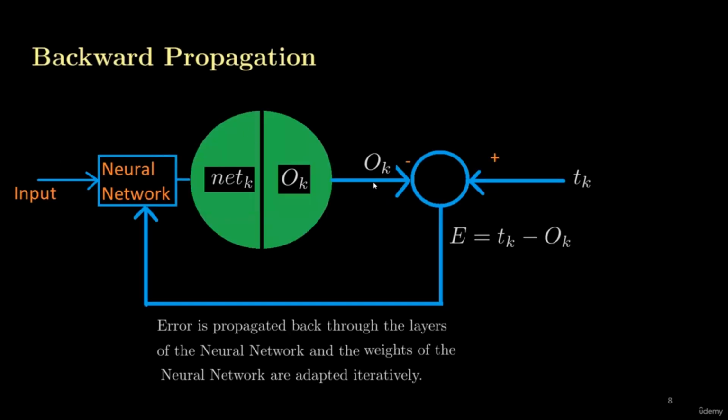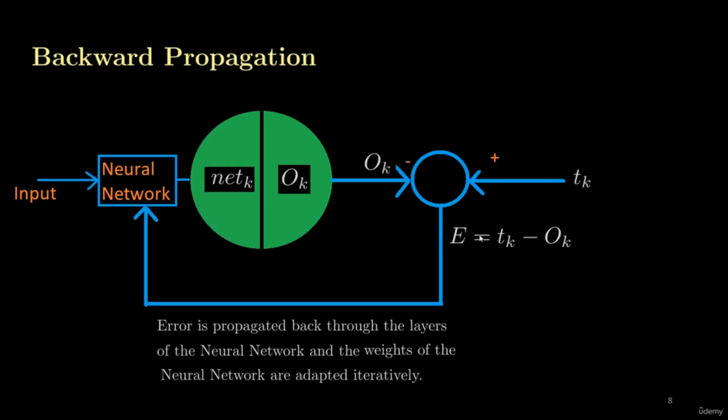In the forward propagation, we learn how to get the equation of OK. Basically, OK is the output of the neural network. It is also the predicted value of the neural network. So OK is the predicted value and TK is the actual value. TK is the targeted value, and OK is the predicted value. If we find the difference between TK and OK, we will get the error.